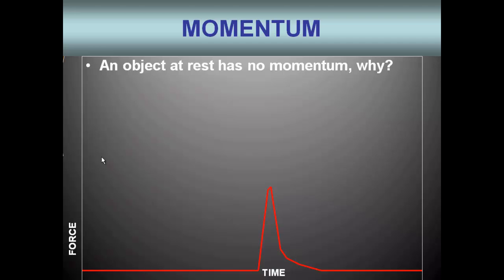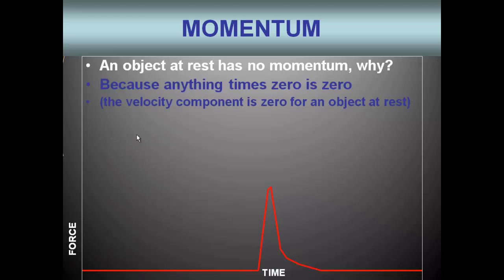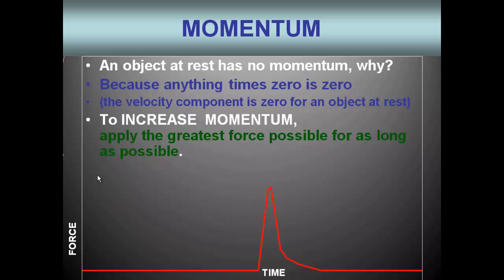All right, an object at rest has no momentum. Why does an object at rest have no momentum? It's resting. It's got no velocity. So it says to increase momentum, apply the greatest force for as long as possible. And you guys can think of a ton of examples that this applies for. So what are some examples that you can think of right now? I'm going to give you 3 seconds to think. What's a good example of changing momentum as much as possible by applying a force to something for as long as possible?